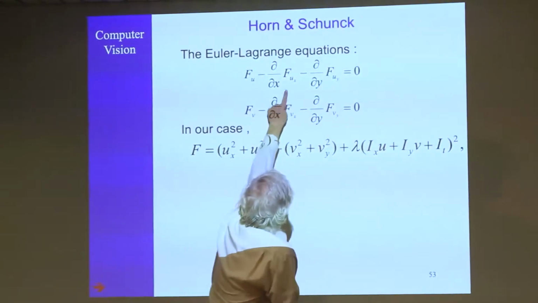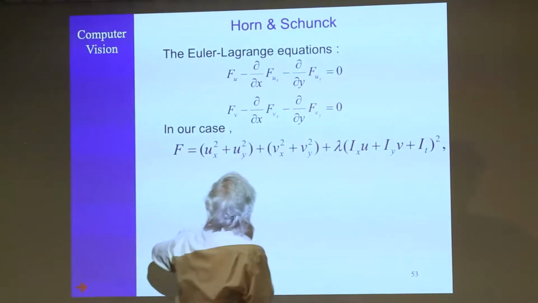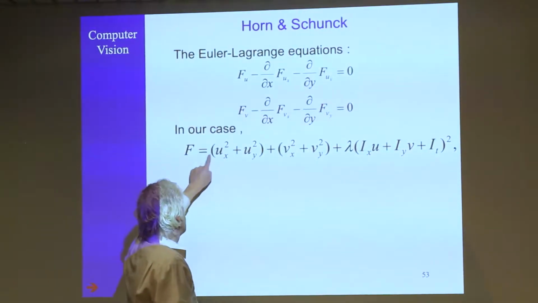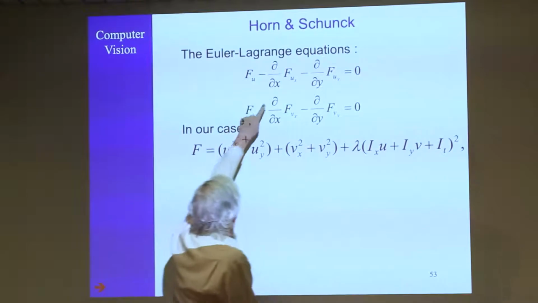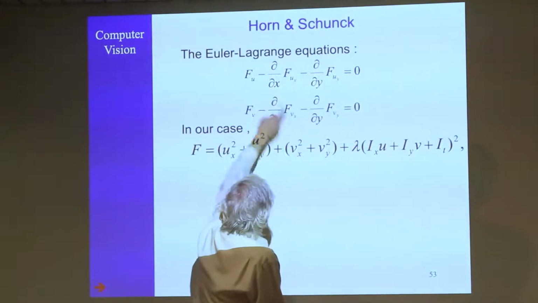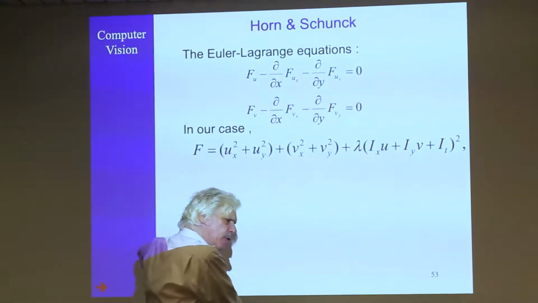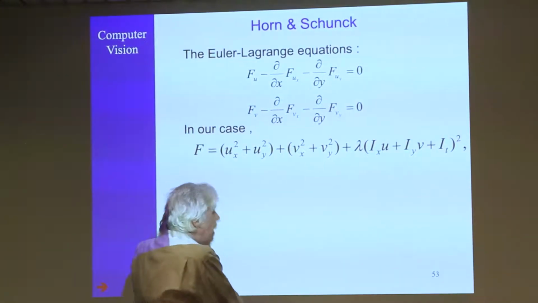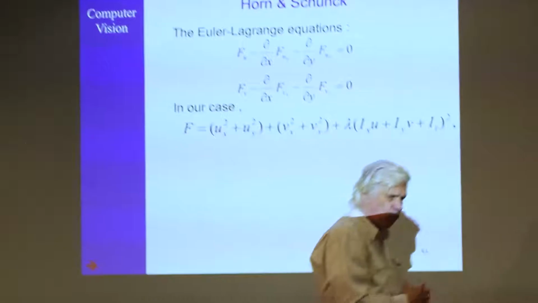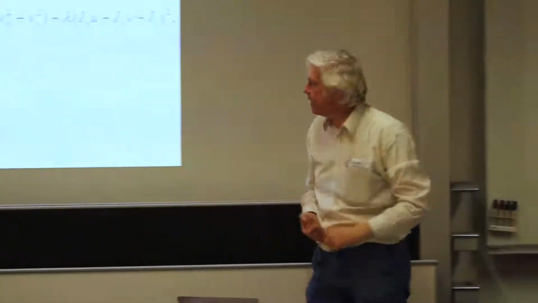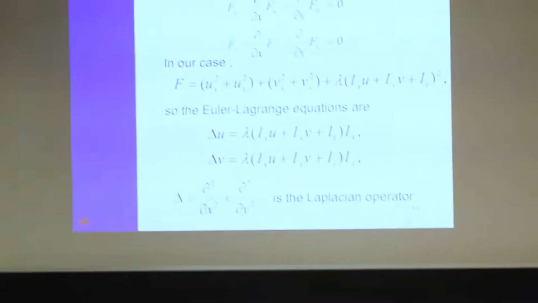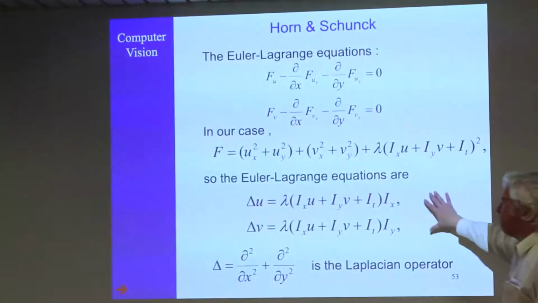What is F derived with respect to u_x? Well, that only appears here. So we have 2 times u_x, but then we have to take an additional derivative with respect to x, so that's 2 times the second derivative of u with respect to x. And we have to do a similar analysis for all the terms in these two equations. And what that leads to are these two equations here.